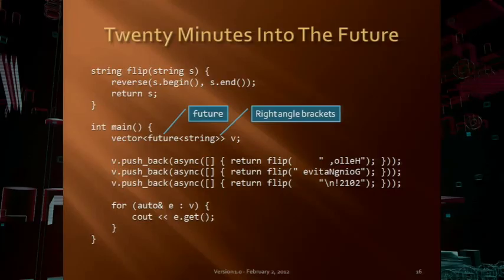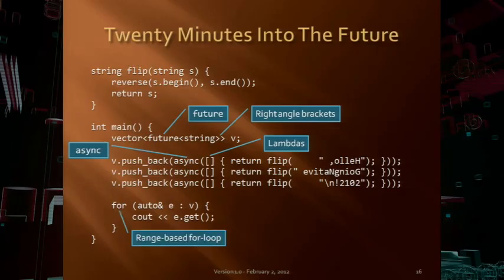Let's see, async, that is a standard library function. It lives in the future header. Oh, and I'm using lambdas. That's a big feature in C++11 that was implemented in VC10. Flip, that's an ordinary function call. Oh, look, I've got a range-based for loop. That's new to C++11, not supported in VC10. And I'm using auto. I'm saying for every element, e means element, in this vector, I want to print out the result of getting the future's value. Here, it's a vector of futures, and it has a get member function.